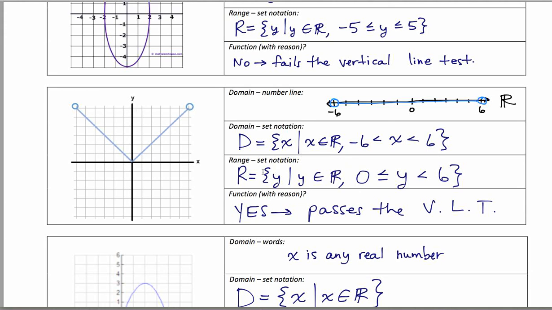So the way we write that with our range and the notation, we'll be looking at 0 is less than or equal to y, which itself has to just stay less than 6.